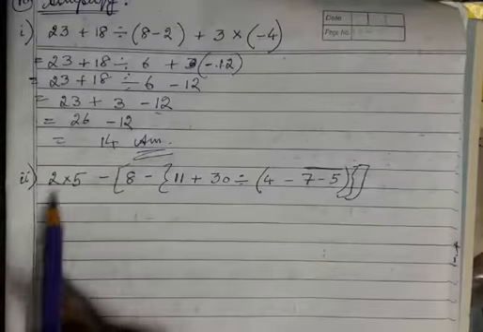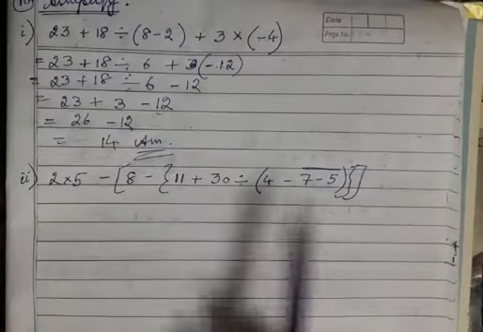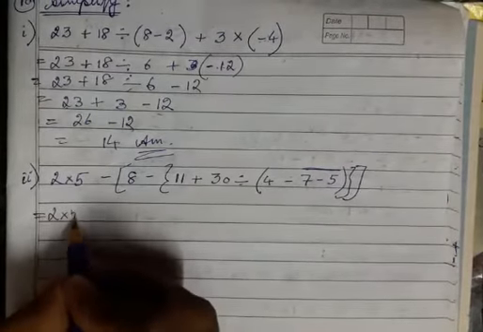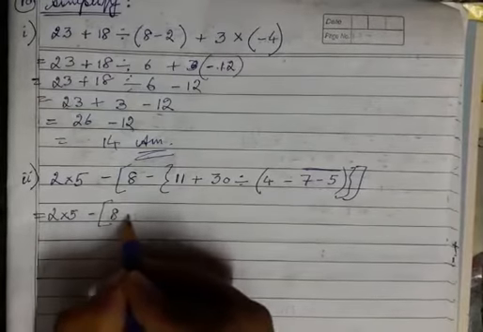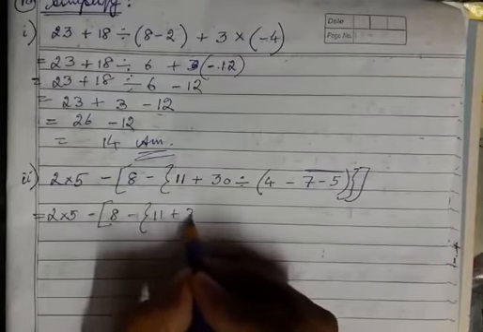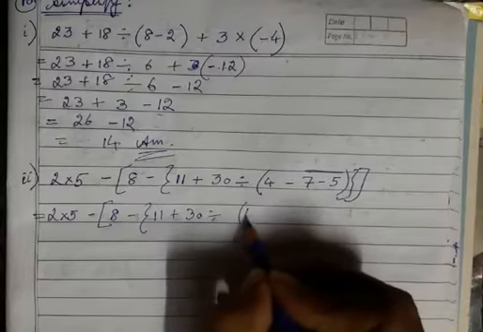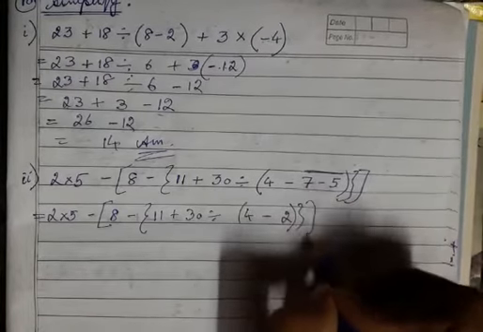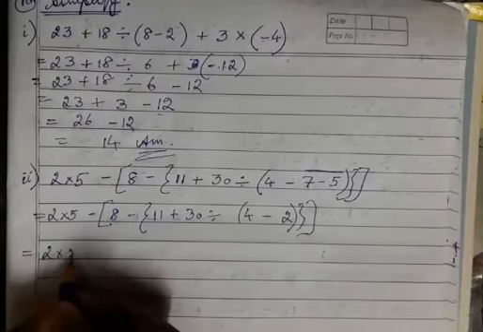Now come to the next sum. All of you can see the sum. First we will solve the innermost bar and the rest of the sum we will write as it is. 11 plus 30 divided by 4 minus, this 7 minus 5 is 2. Close all the brackets. Now 2 into 5.